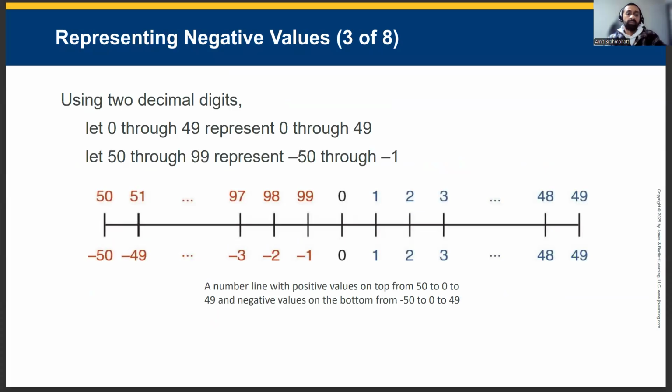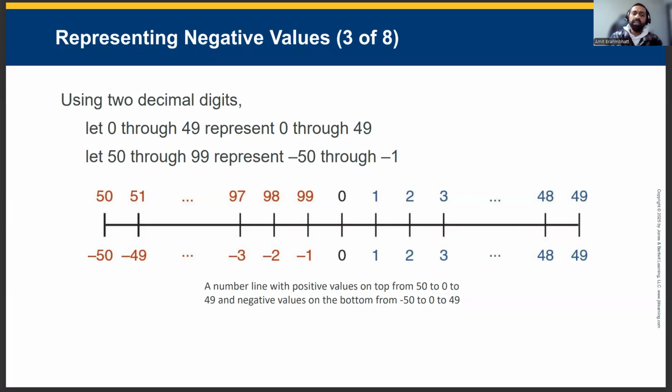Numerical mapping. Here we see how negative numbers can be represented by mapping them onto a range of natural numbers. Using two decimal digits as an example, values from 0 through 49 represent non-negative numbers, while values from 50 through 99 represent negative numbers. This circular numbering scheme allows arithmetic operations to wrap around, enabling negative values to be represented without a separate sign bit.